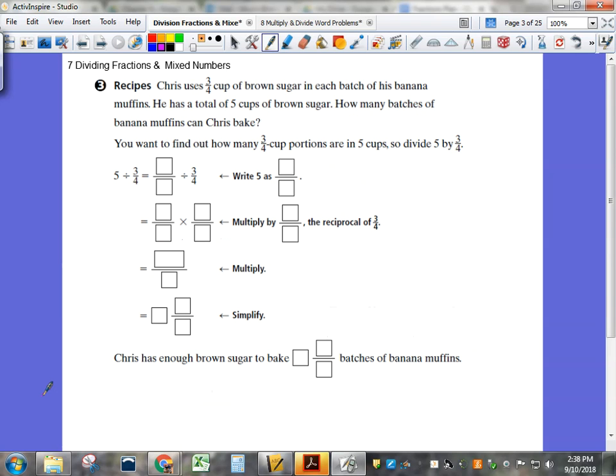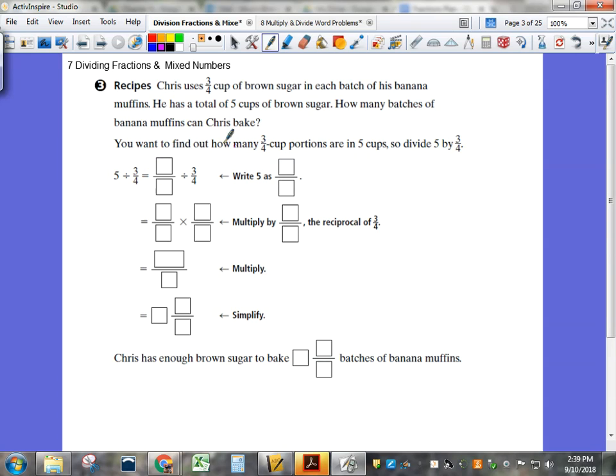All right, so let's look again at a real life problem. Looks like we're making some banana muffins. Chris uses 3/4 cup of brown sugar in each batch of his banana muffins. He has a total of 5 cups of brown sugar. How many batches of banana muffins can Chris bake? Since we're trying to figure out how many 3/4 cup portions are in 5 cups, we're going to divide. How many times does 3/4 go into 5?